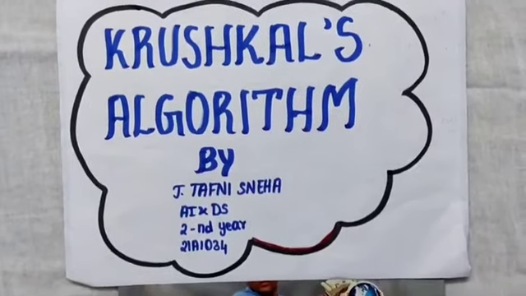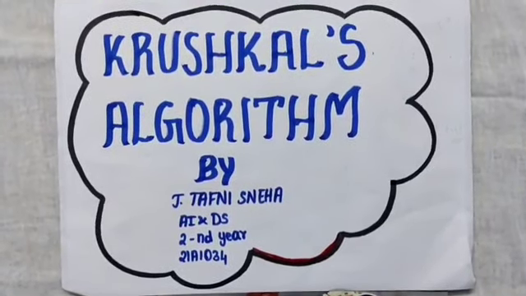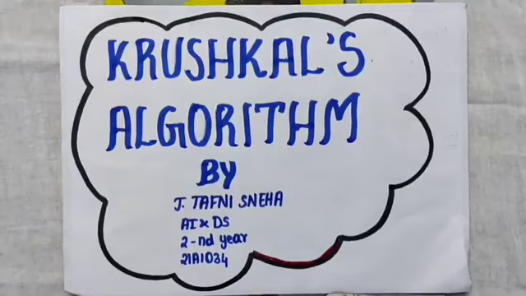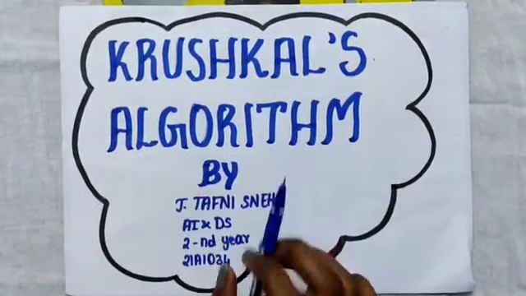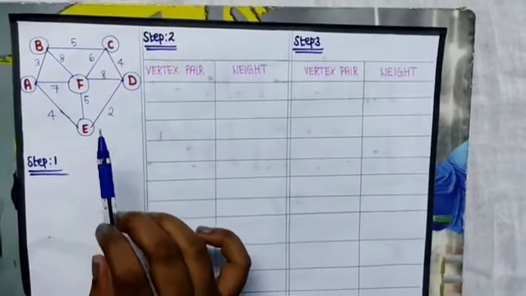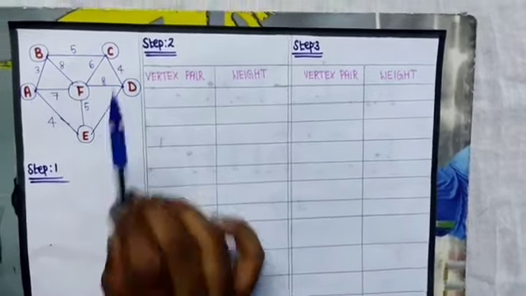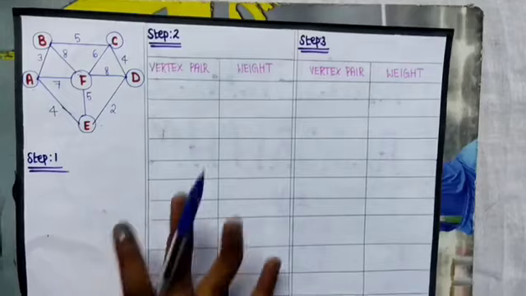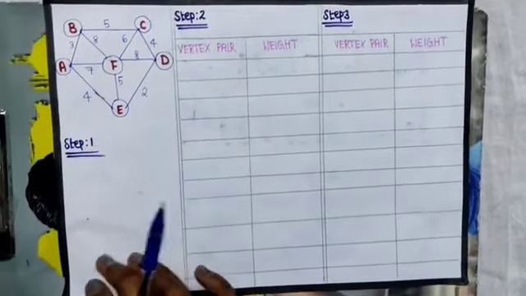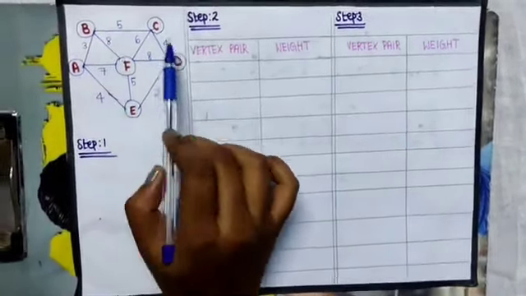Hi guys, in this video we are going to learn how to form a minimum spanning tree using Kruskal's algorithm. We are going to find the minimum spanning tree using Kruskal's algorithm for this given graph. So, step 1, totally we have 4 steps. Step 1 is to count how many edges are in this graph.